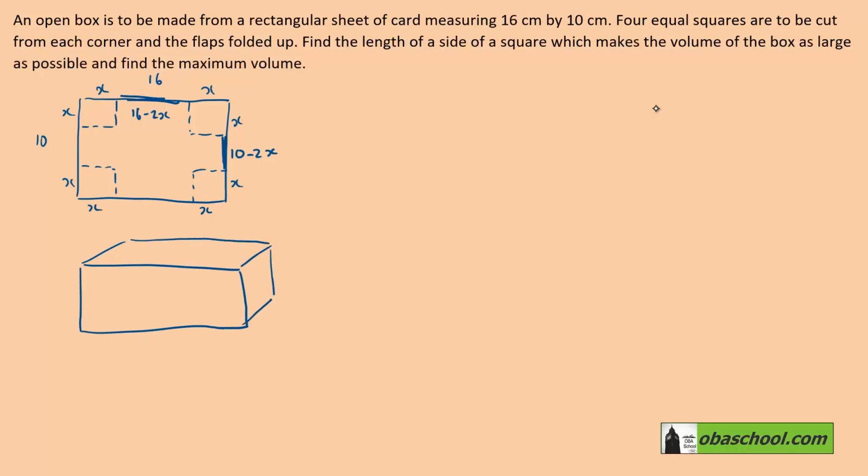When we fold up, this is going to be x, this will be 16 minus 2x, and this will be 10 minus 2x. So the volume of the box is going to be x times (16 minus 2x) times (10 minus 2x), just length times width times height. So what we need to do is expand that out.